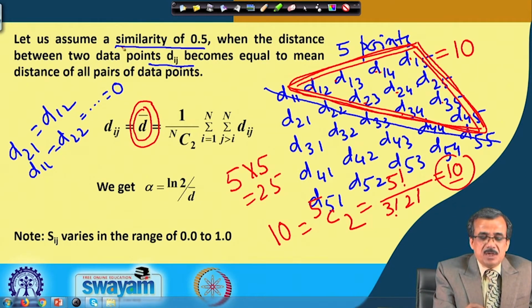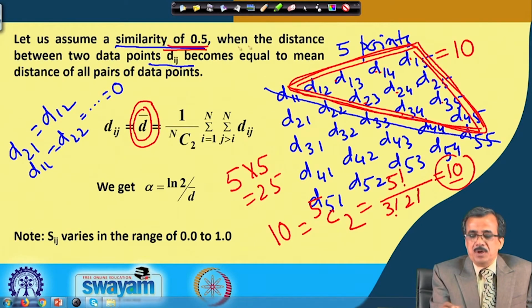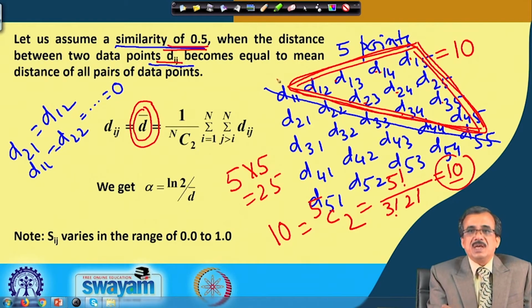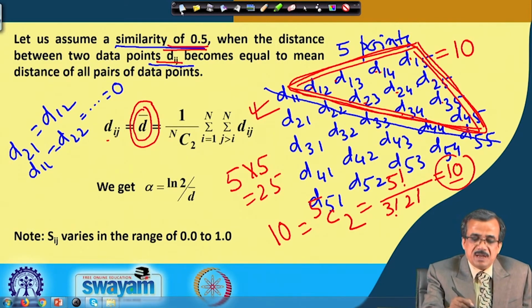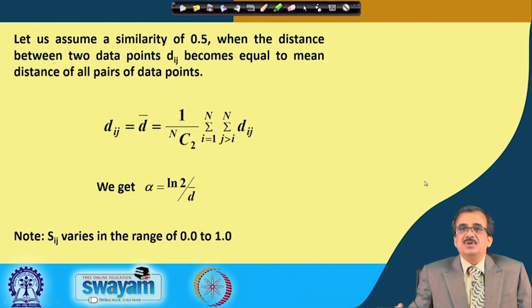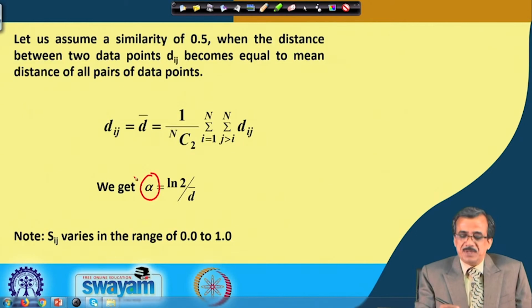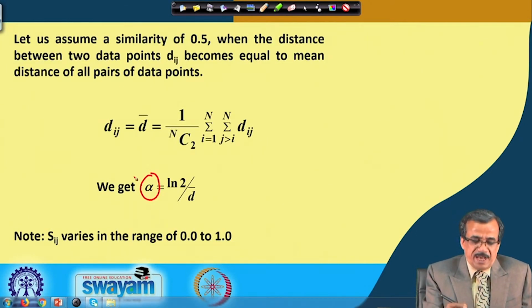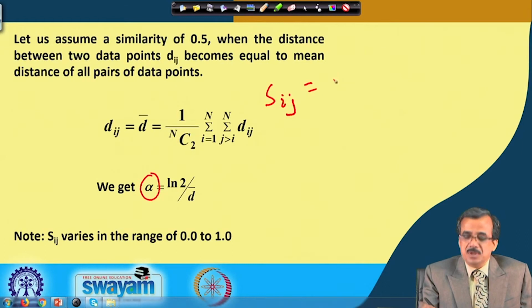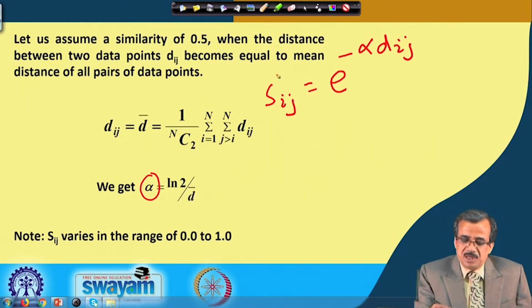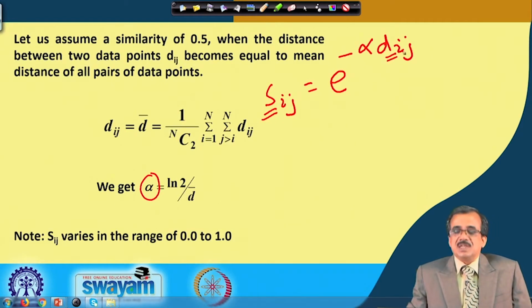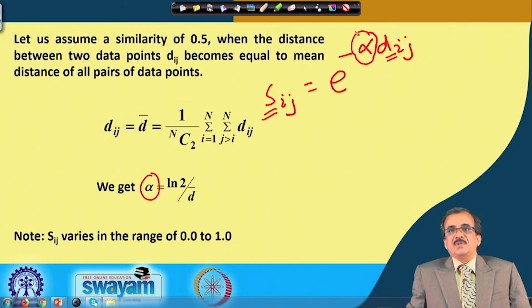Now, let me come back. So, we assume a similarity of 0.5 when the distance between the 2 points, that is d ij, becomes equal to d bar. So, d ij equals d bar, and this is nothing but this particular expression. Now, here if I derive, I can find the suitable expression for this alpha. Now, let me try to derive here. The expression for the similarity is S ij equals e raised to the power minus alpha d ij. So, this is the relationship between the similarity and the Euclidean distance, and our aim is to derive the expression for alpha.